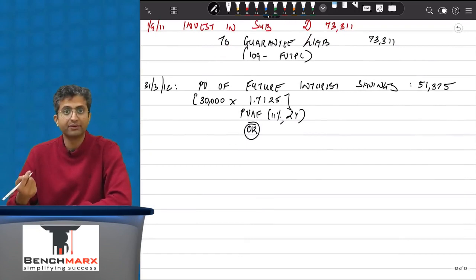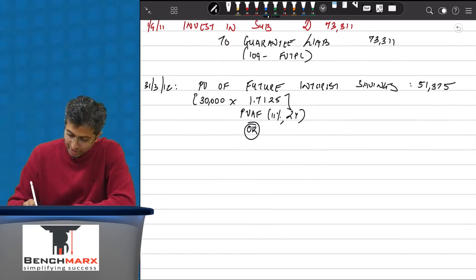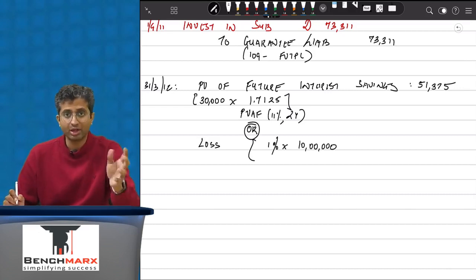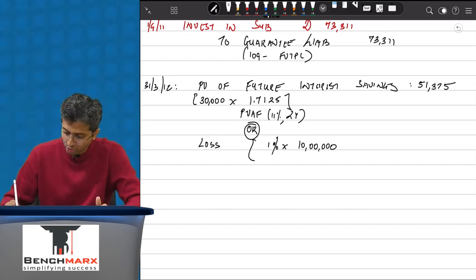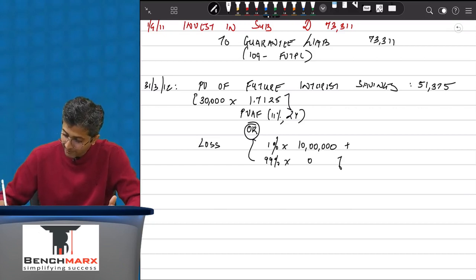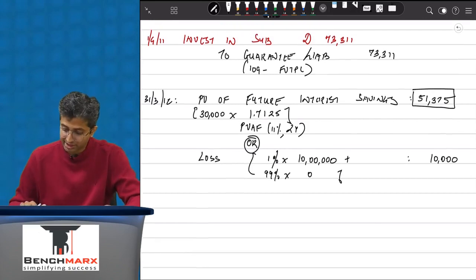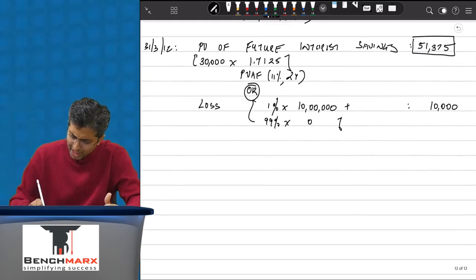Or what if Moon defaults? If Moon defaults, there will be a loss. If Moon defaults, where there is a 1% probability, then the loss will be the entire 10 lakh amount. However, if it does not default, there is a 99% chance and your loss will be 0. So for academic completion, you can say plus 99% into 0, in which case this amount is 10,000. So you will recognize a liability at the higher of the two, which is 51,375.